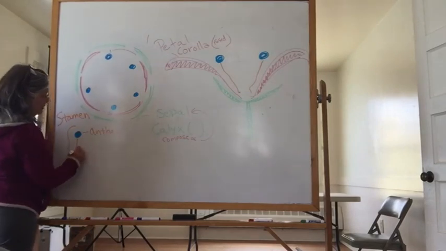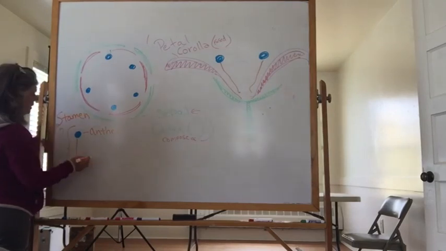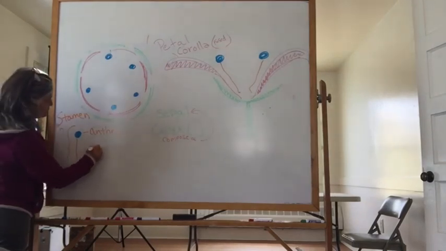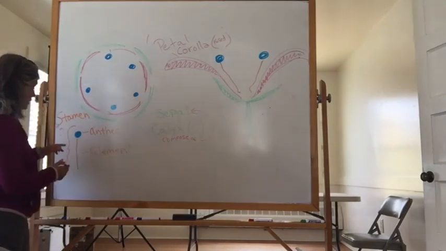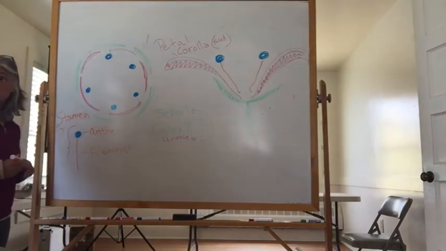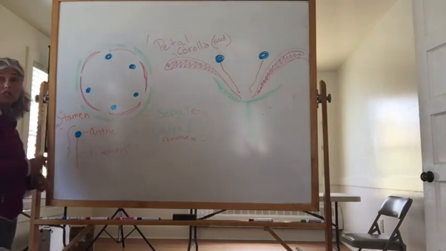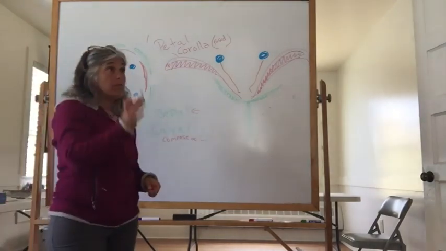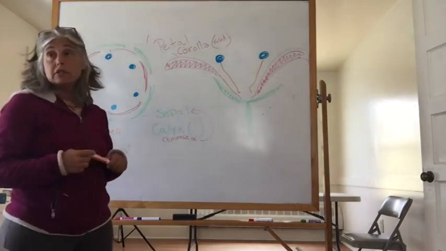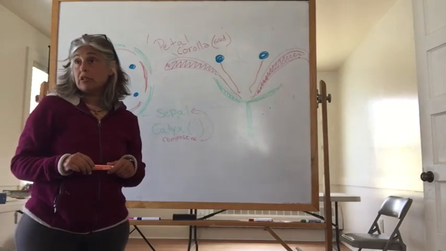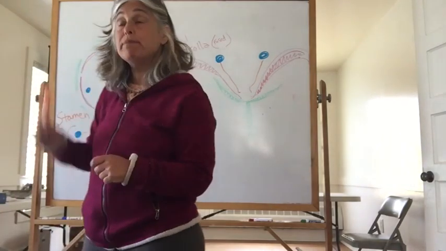But this is a stamen, and it is composed of an anther and a filament. This is the male part. So, anther and filament. Okay. So the anther contains the pollen. And the filament is just the stalk that holds the anther up. Does that make sense? Everybody got that? The male part is the stamen composed of the anther and the filament.